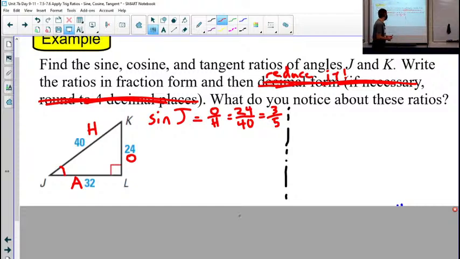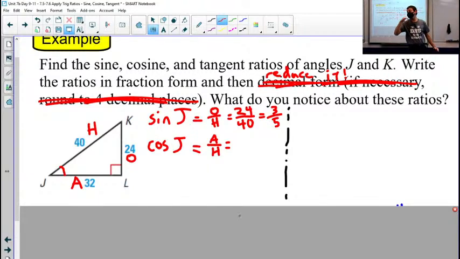Now we're going to do cosine. We're going to do the same thing. Cosine. We're going to put the angle that we're talking about, which is J, equals. My ratio says that cosine is going to be adjacent over hypotenuse. And this fraction has to be in this order. Adjacent has to go on top. Hypotenuse has to go on the bottom. Otherwise, it's not cosine.